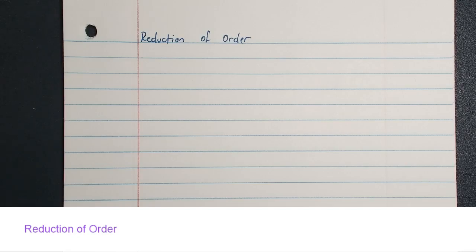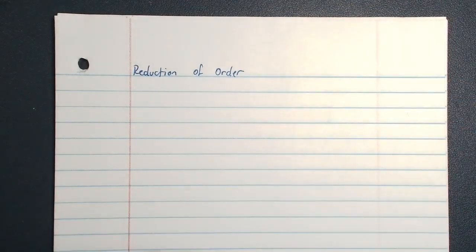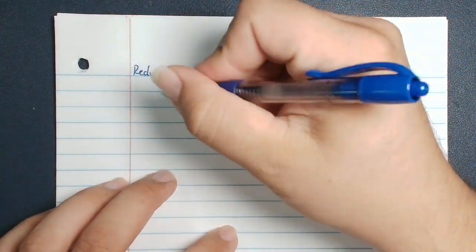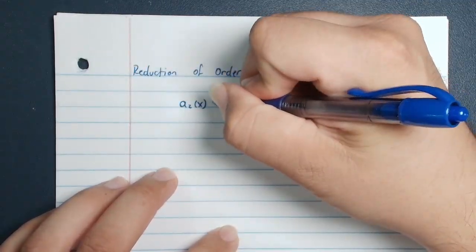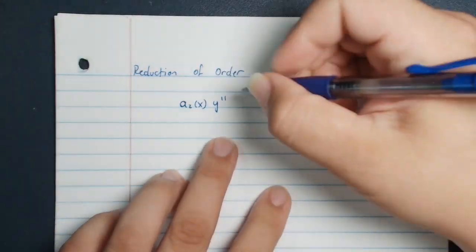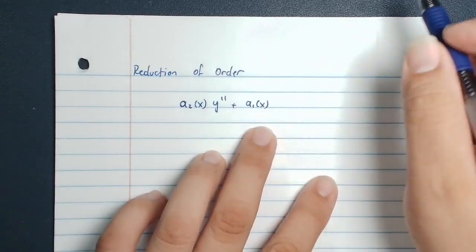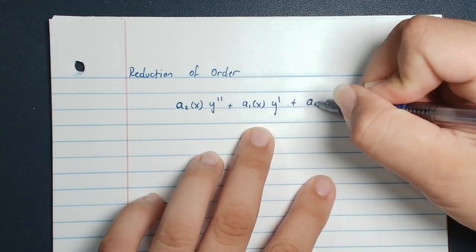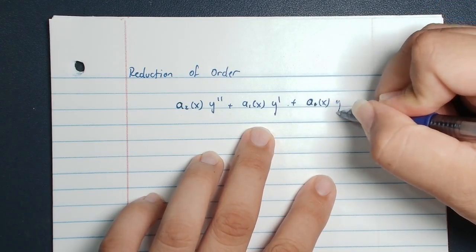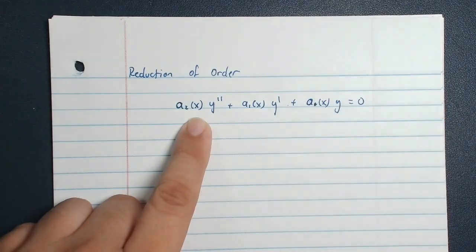All right, in this section, we're going to take a look at the concept of reduction of order. Let's take a look at a second order homogeneous ODE, something that looks like this. You have some coefficient function times the second derivative of y plus some other coefficient function of x times y prime plus some other coefficient function times y equals 0. So it's second order and homogeneous. This is equal to 0 here.